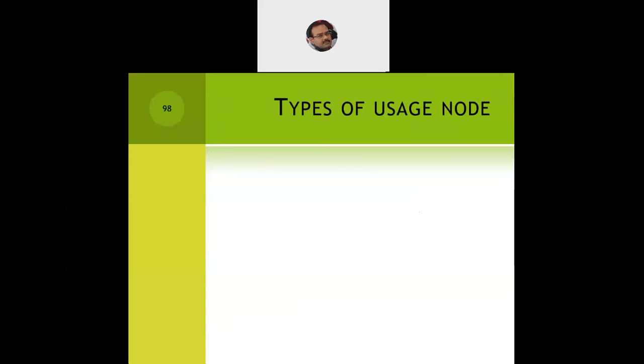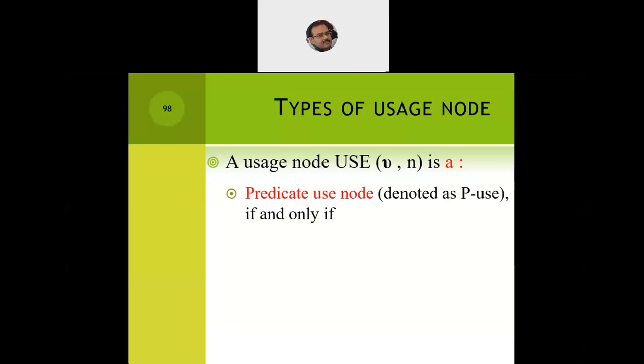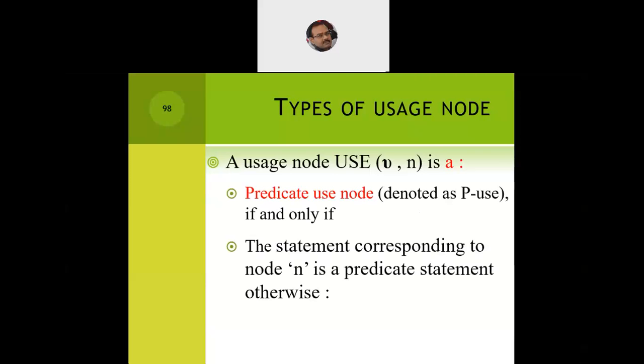Another, let's see the slide, because if we only discuss theory, we will miss out the content on the slide. A usage node use v, n is of two types. First is a predicate node, which is denoted as p-use. The p stands for predicate and use is a usage node. Now this will happen if and only if the statement corresponding to the node n is a predicate statement. Predicate statement means somewhere branching will take place, and the decision making process will come into the picture. So we say those nodes are the branching ones. Like if a condition gets true, then this should happen, else if this should happen, else if, and then finally else and the end if.